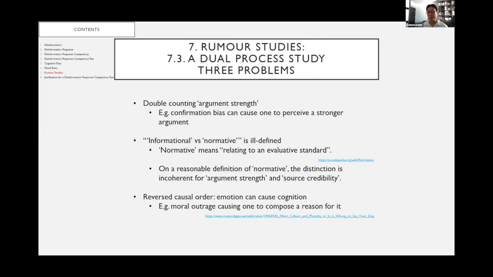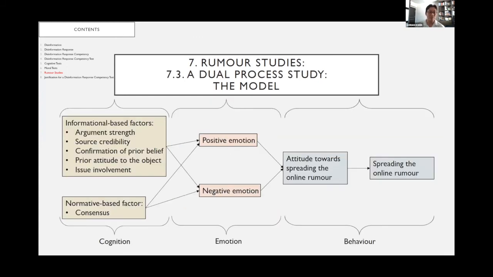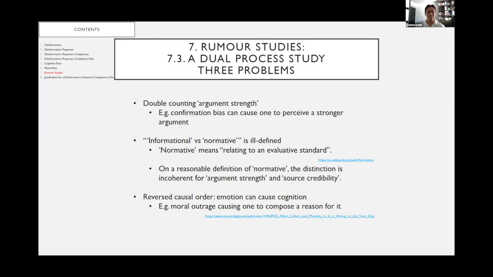The second problem I can see is that informational and normative is ill-defined, in the sense that normative means relating to an evaluative standard. Here, they want to hive off consensus as the normative base factor, but you realize that argument strength and source credibility are themselves also evaluative in nature, right? Argument strength is in virtue of meeting standards of good argument. Source credibility is in virtue of meeting standards of good sources. So there's a confusion of categories here.